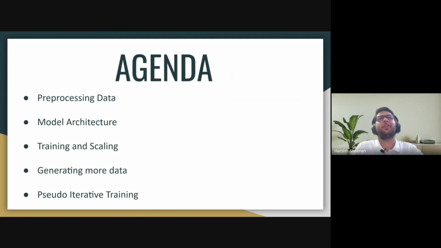Today we are going to be discussing how I did data processing, model architecture, training and how I scaled it, generating more data, and finally, pseudo-iterative training.